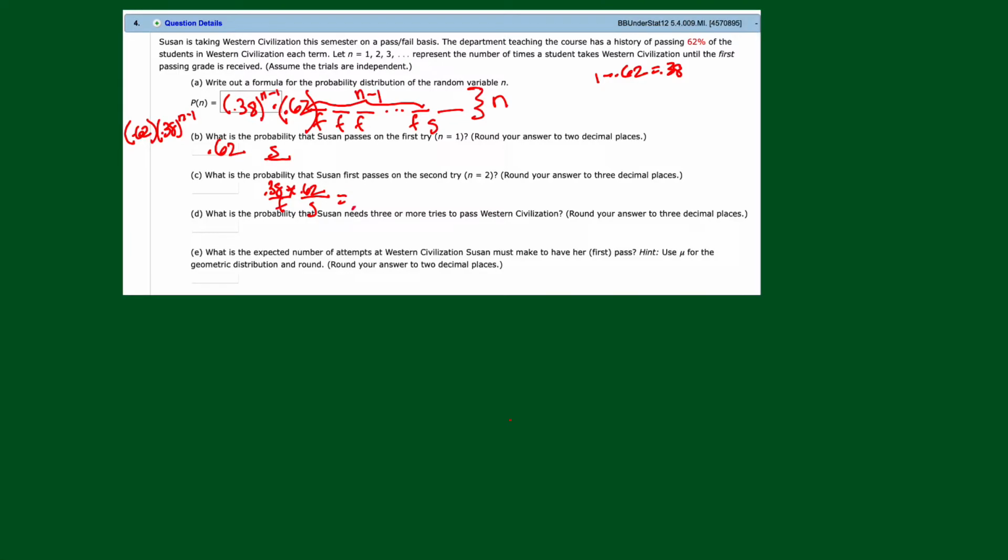Now I got 0.2356 and we're supposed to round to 3 decimal places. So 1, 2, 3, that's a 6. I'm going to round up: 0.236.